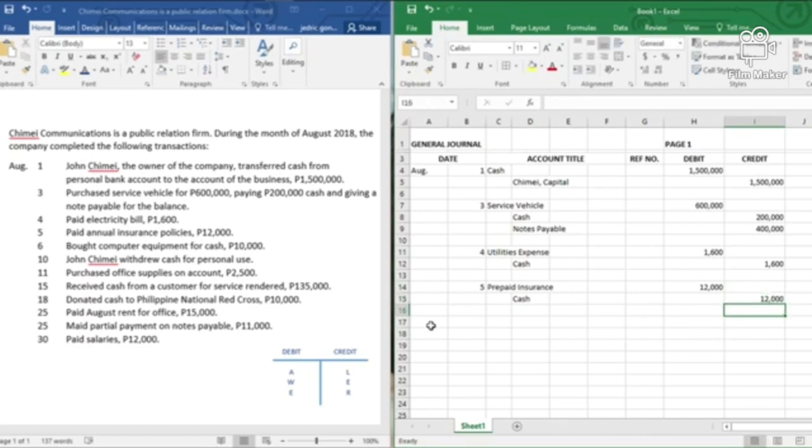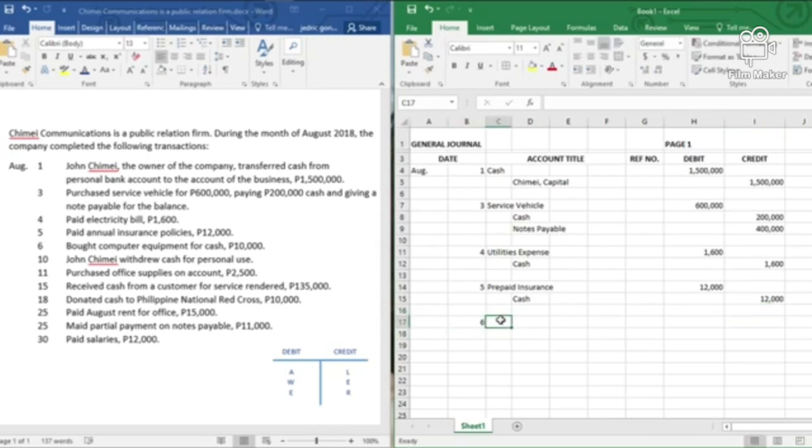Next, let's have August 6. Bought equipment for cash. So, bumili daw ang company ng equipment. Anong pinambayad? Cash. So, again, alam mo na ang credit mo is cash. Ano naman ang na-acquire ng company? Ang acquire ng company is computer equipment. Computer equipment is also an asset. So, pag nadagdagan daw ang asset, i-debit mo na naman siya.